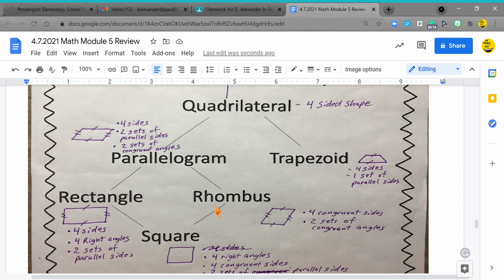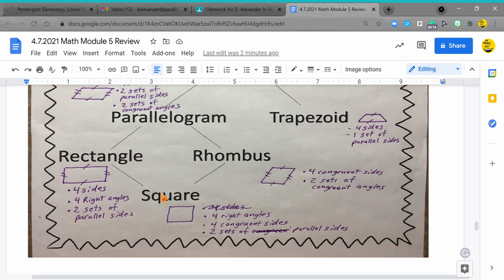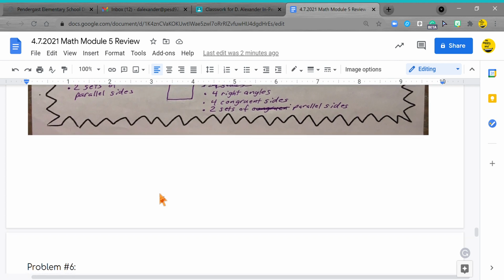Or we could go to rhombus, which is, again, a special type of parallelogram. So 4 congruent sides and 2 sets of congruent angles. So please remember, rhombus can be known as parallelogram, but not the opposite. And then we have a square, 4 right angles, 4 congruent sides, and 2 sets of parallel lines. So it is a parallelogram. It's also a rectangle and a rhombus, but none of these can be known as a square. So let's keep moving on.